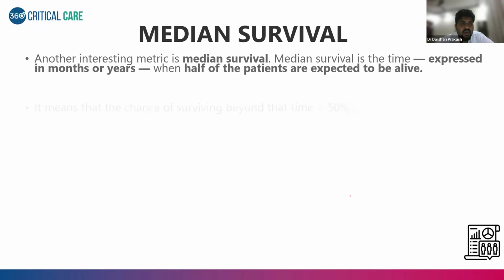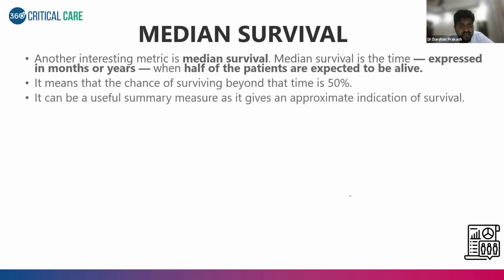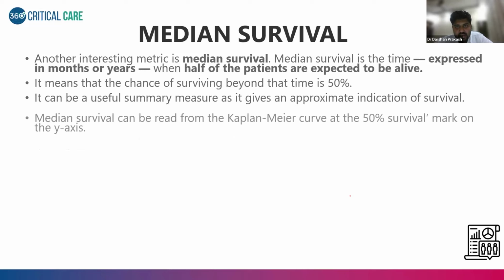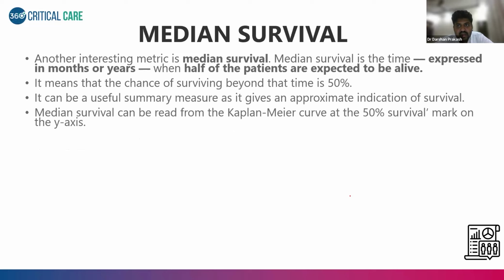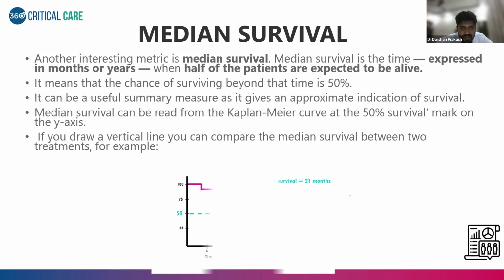So what do we look at? It is looking at the chance of surviving beyond the time of 50%. It can be a useful summary, especially in approximation analysis. So median survival can be read from the Kaplan-Meier curve at the 50% mark. Here, if you take the 50% mark, this roughly corresponds to a time interval between 18 to 24 months. So 50% survival probability usually occurs at probably 21 months, that is between 18 and 24 months. So that is the meaning of median survival.